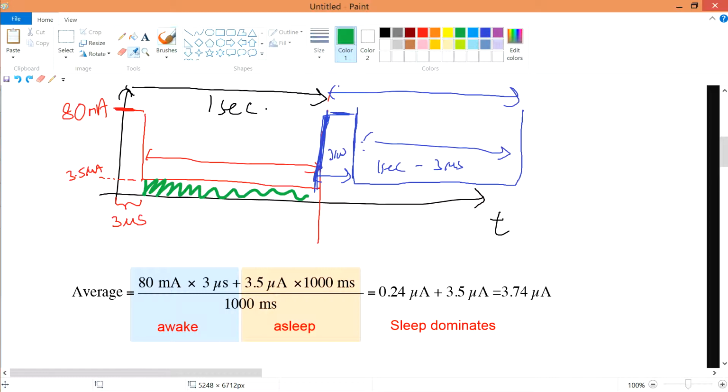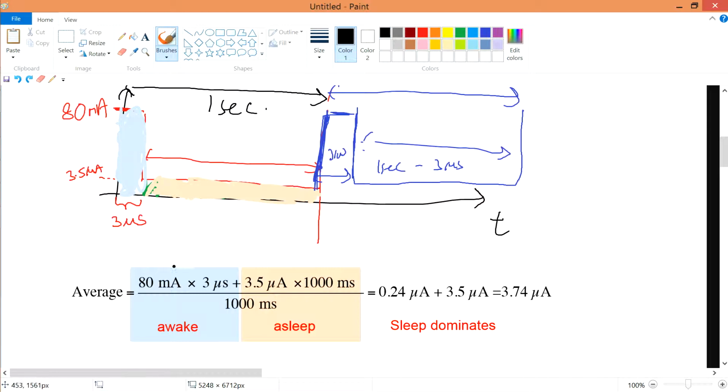Maybe I should use the same color, at least you get the feel. So it's actually asleep, while the portion over here is when it's awake. This particular 3 microsecond. When you're awake, this means that you're taking in data, the 250 instructions.